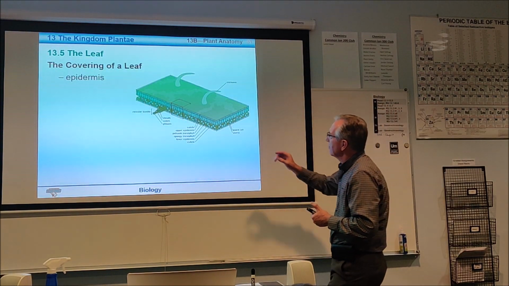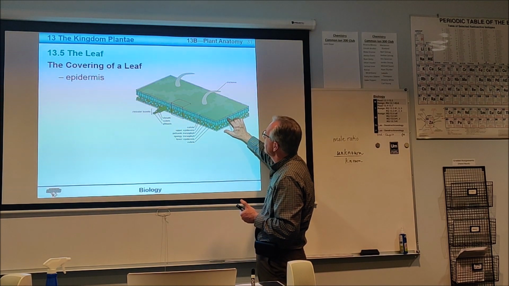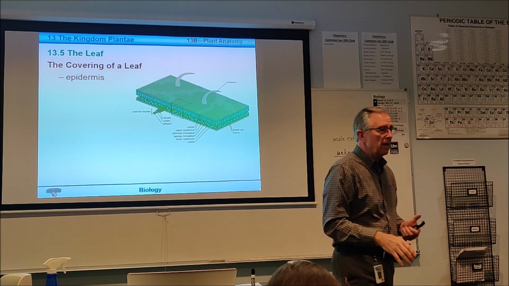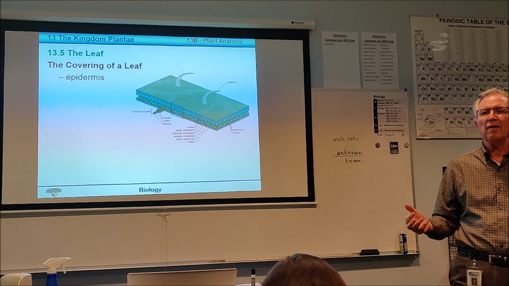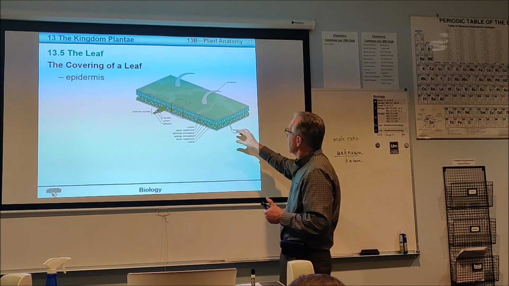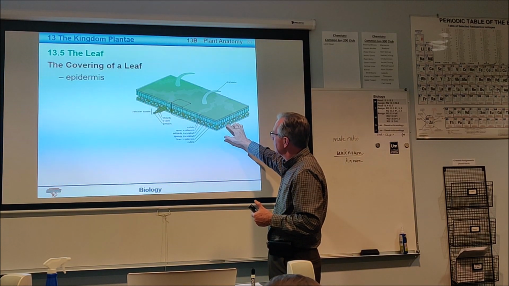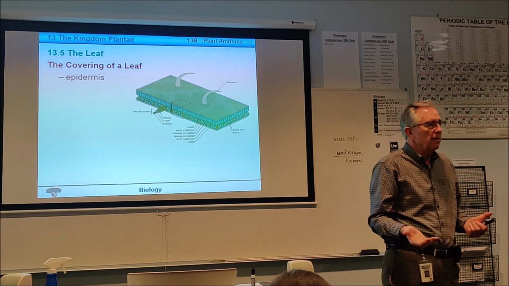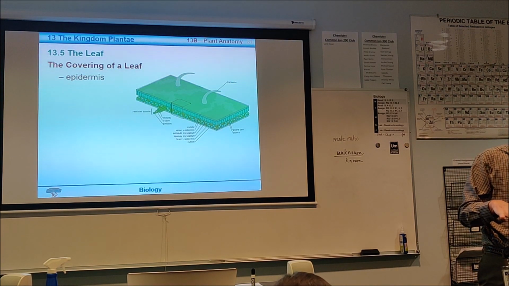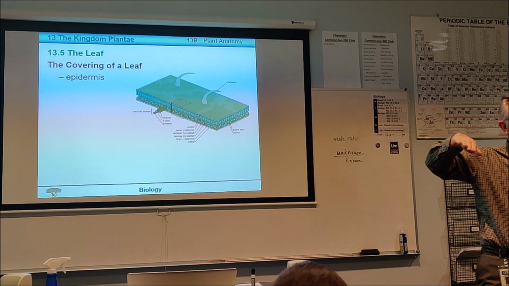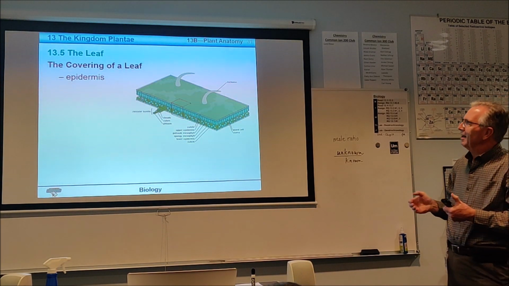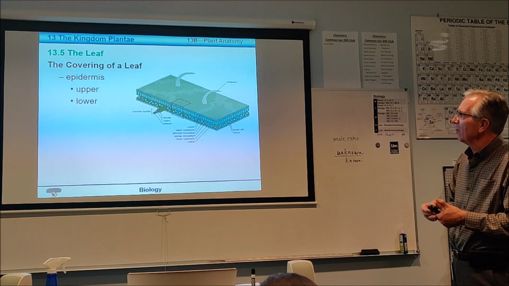And when we look at that, we can see that there is a top layer of cells up here that is the epidermis. It's like the outer skin of a leaf. There is an upper epidermis, and then the bottom of the leaf has another one we call the lower epidermis. Leaves always have a top and a bottom. If you find a leaf upside down, there's usually something wrong with the plant. So we have the epidermis, an upper and a lower.